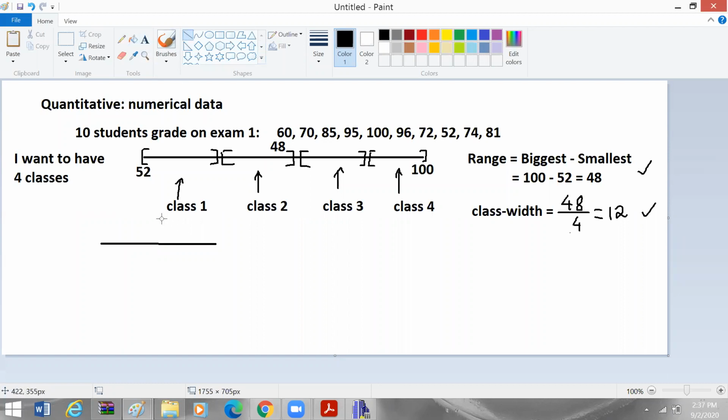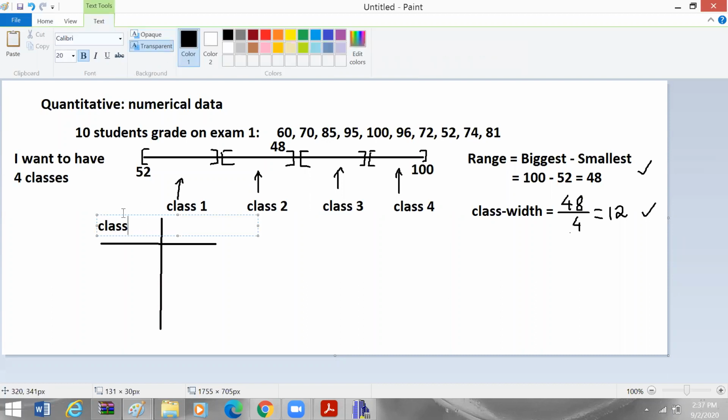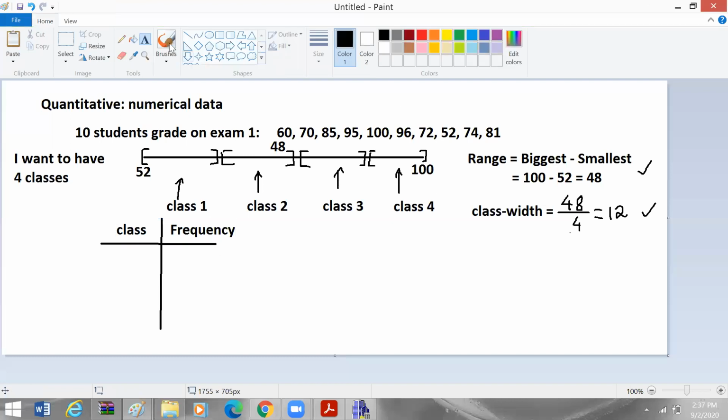So how can we make the chart for this? This is what we call the frequency chart. So this is what we call the classes, and this is what we call the frequency. Okay. So the frequency will be the number of data points that fall within the range of each class. So in this case, the class width is 12, so we have to add 12 for each part of it, and then we can set up the range. So we add 12, right?